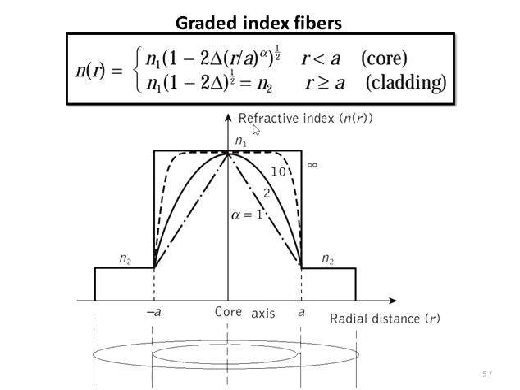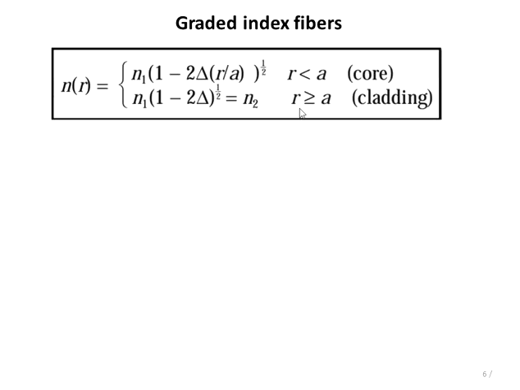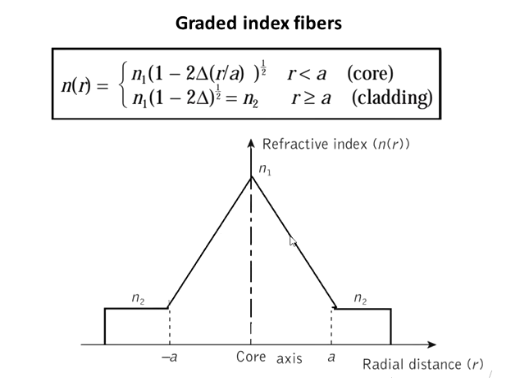So let us look at some of the profiles for different values of alpha. Let us consider alpha equal to 1. So the term will be r by a raised to 1 now. That is a triangular type profile. You can observe at the center of the fiber, the refractive index is n1. At the core cladding boundary, it is n2, and inside the cladding also it is constant, that is n2. It is shown by this horizontal line.